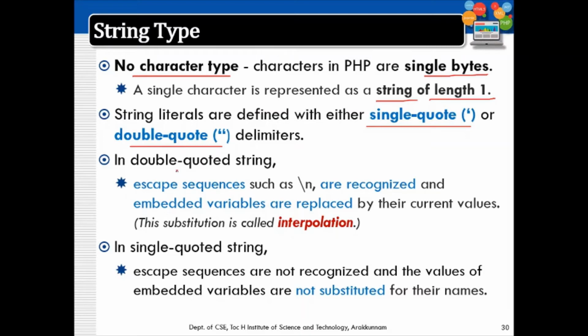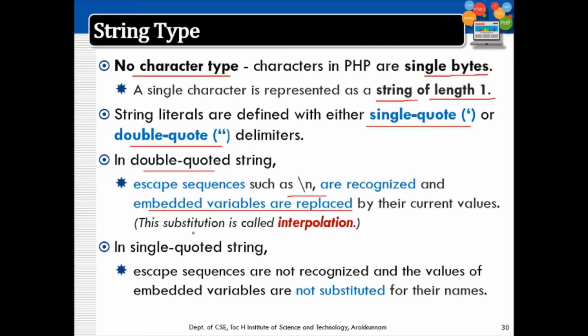A double quoted string has certain privileges. In a double quoted string, escape sequences like \n and \t etc. will be recognized, and they will be used in giving output to the HTML, and all the embedded variables are replaced by their current values. That is the main difference between using a single quote and double quote. If we use double quotes, the variable values will be replaced. We have already seen in the first example that $name is replaced with the name Joe.